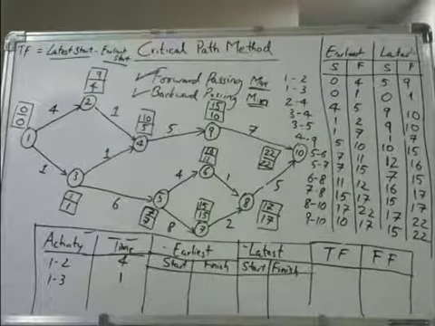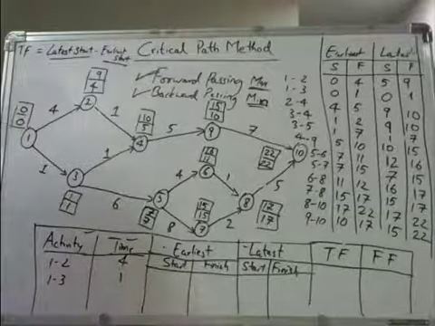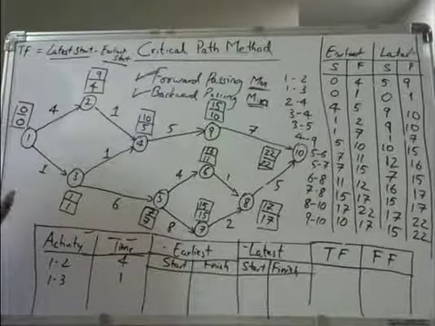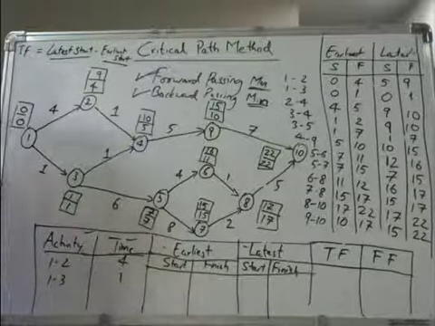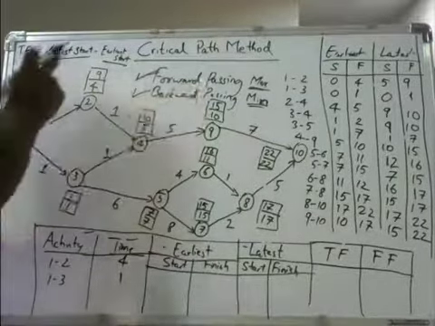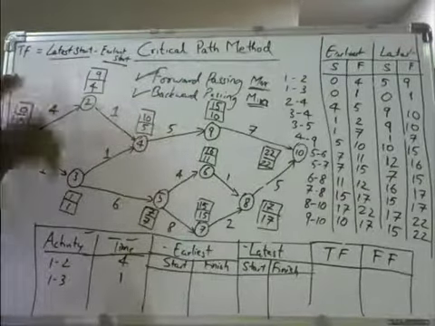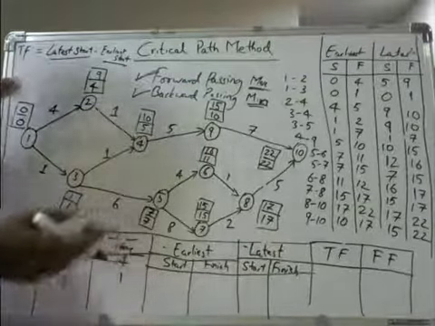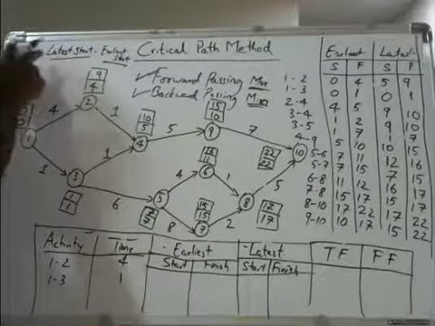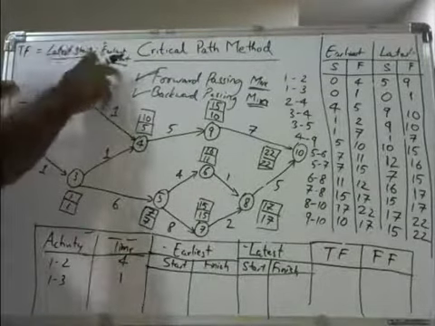Okay. Now I don't have space here. However, I can write the total floats for one or two of these, so you can get to know how to write the total float. Now, total float is latest start time minus earliest start time.